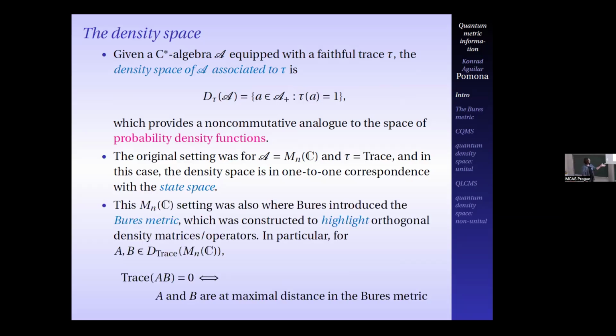Now, what about the Bures metric? Before I define it, I'll just give you, philosophically, what it's doing. It's sort of doing something opposite of orthogonality, in the sense it's meant to highlight when things are orthogonal by giving them maximal distance. For example, in the matrix case, we don't need B star A because we have positive elements. But being orthogonal is equivalent to being maximal distance in the Bures metric. So its purpose is to give a sort of dual notion to orthogonality, at the expense of being a little informal.